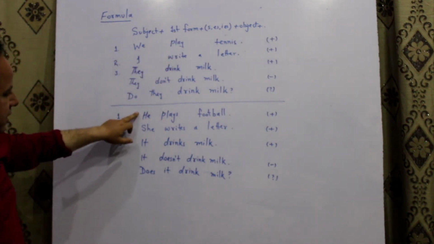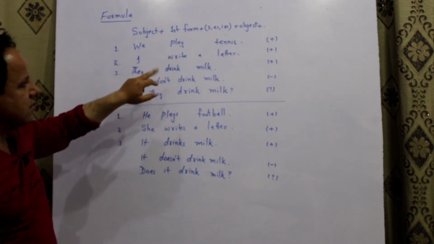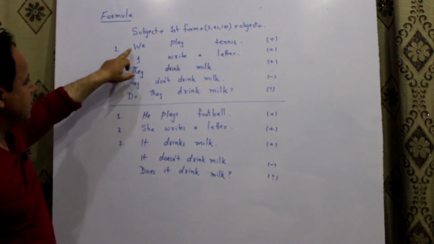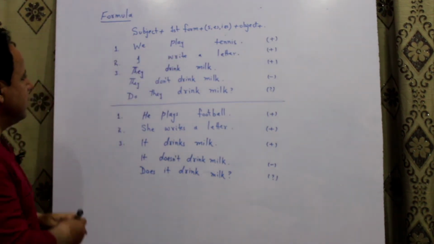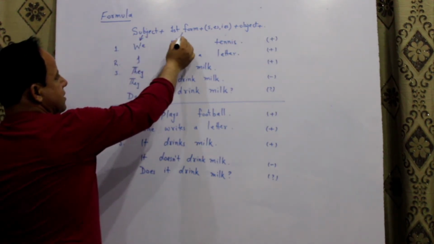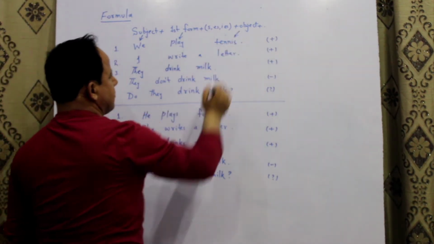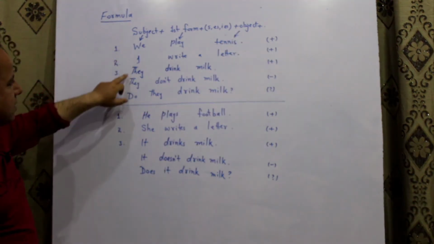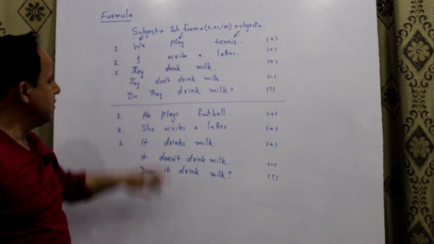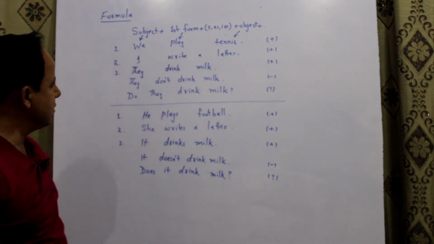When our subjects are he, she, it, we use first form plus s, es or ies. Now there are some examples. The first sentence there, we play tennis. In this sentence, we is our subject, play is the first form of the verb, and tennis is our object. I write a letter. In this sentence, I is subject, write is the first form, a letter is object.